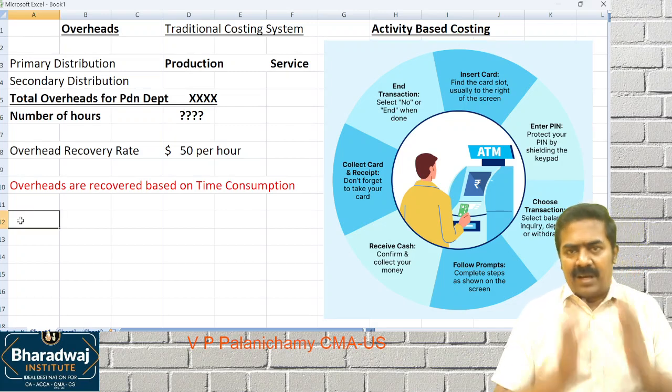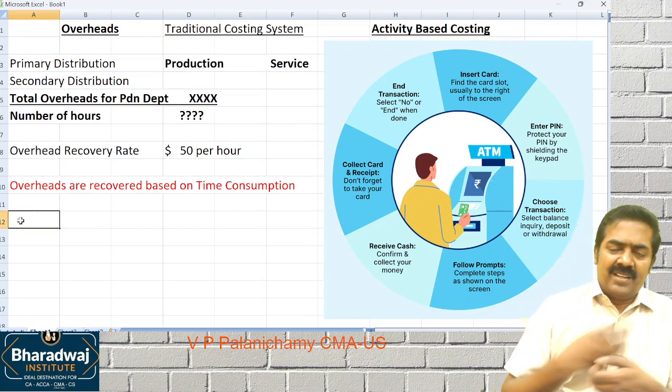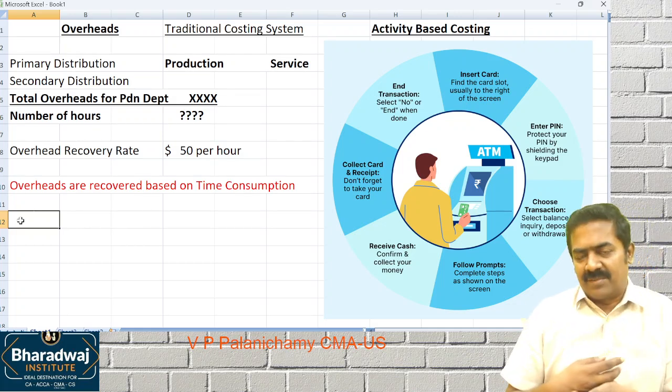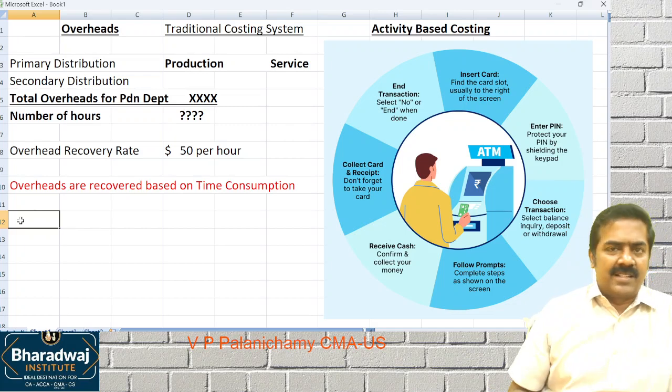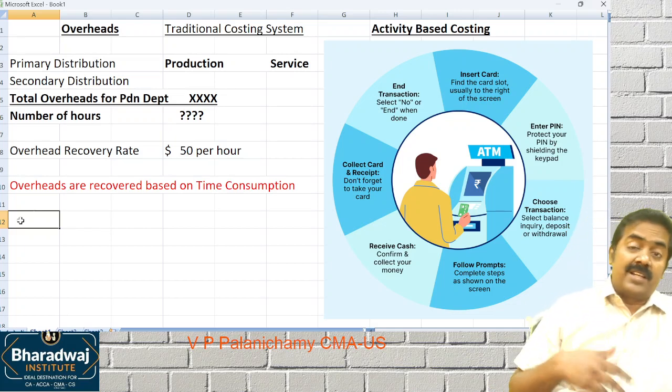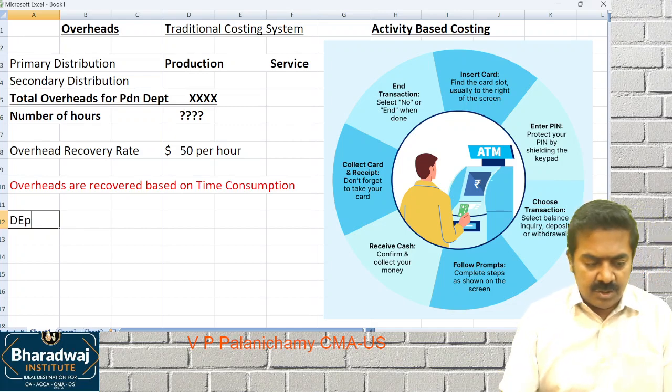Let it be balance inquiry, maybe balance inquiry may take 4 minutes of time. Cash withdrawal may take about 5 minutes of time. Cash deposit also. Okay, you have to insert, then complete the transaction, get the confirmation and close. It may take sometimes more time. Cash deposit will take more time.